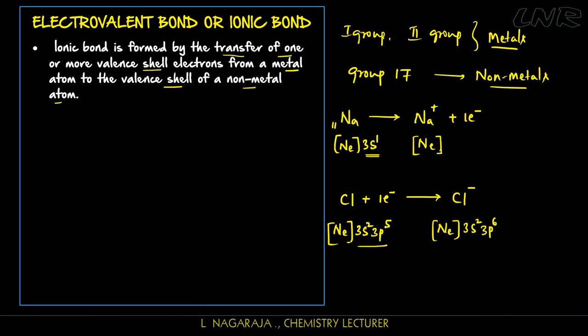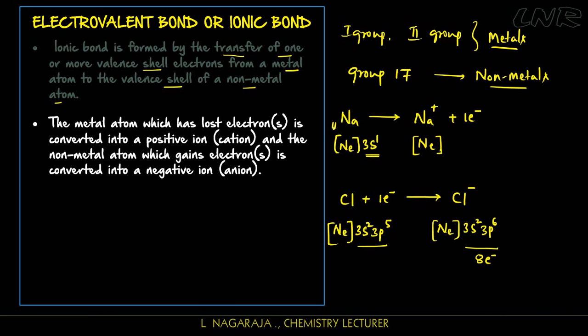So 1 electron is increased in the chlorine, right? The outermost orbital gets 8 electrons. That is, Cl gains 1 electron from the sodium and is converted into Cl minus, and the neutral sodium atom loses 1 electron and is converted into Na plus. The metal atom which has lost an electron is converted into a positive ion. This positive ion is called a cation.